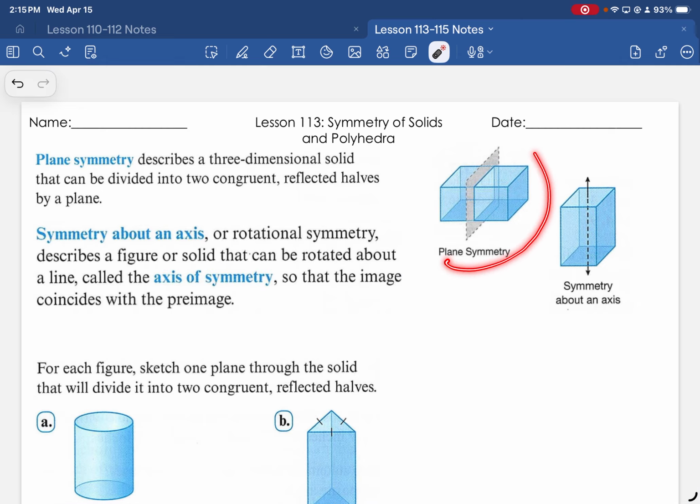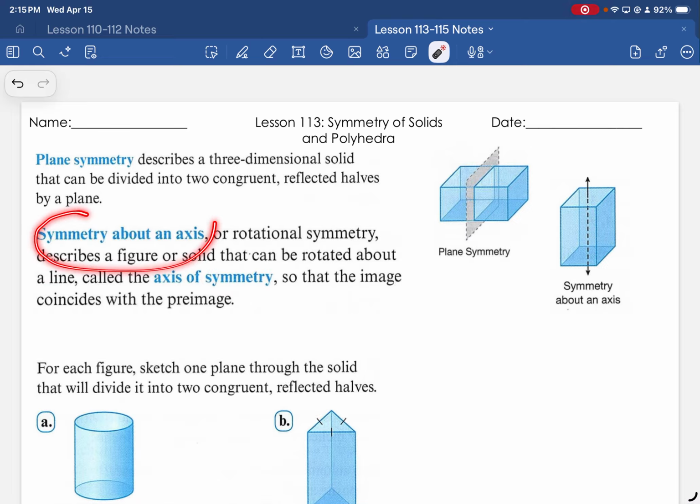So you'll notice with plane symmetry, I could cut it, see this blade right here or this sheet of paper? That's two congruent halves that are reflected. I could have also gone horizontally, couldn't I have? So there's more than one way to create plane symmetry.